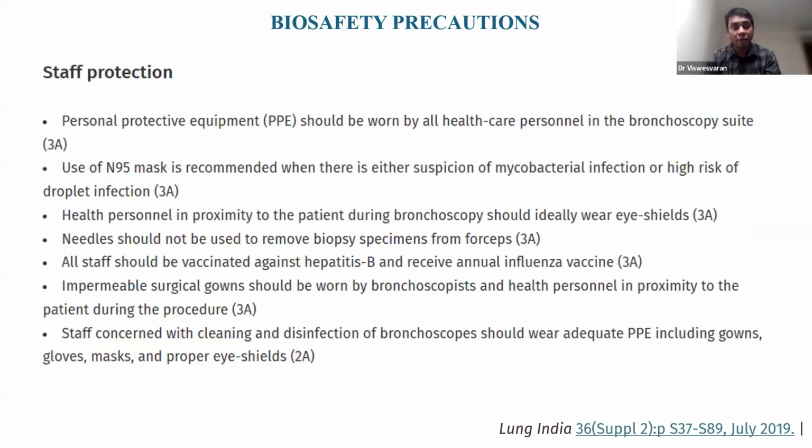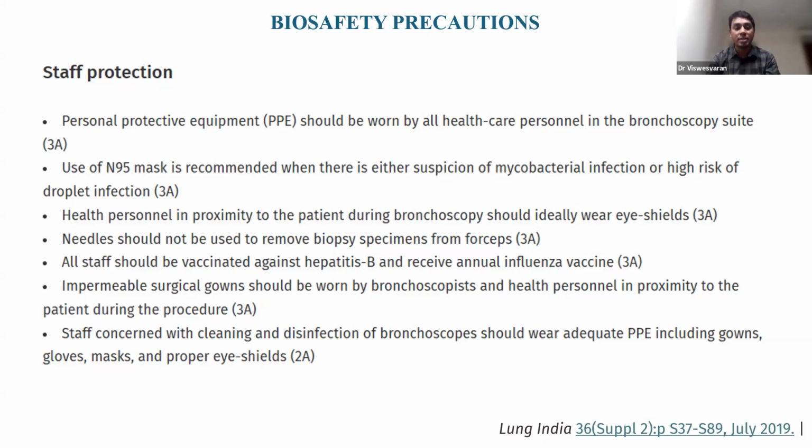And with respect to the staff, personal protective equipment should be worn by all healthcare professionals, especially when you're dealing with a case of multi-drug resistant tuberculosis, or if you're suspecting any sort of highly transmissible infection, use of an N95 mask is preferred. Healthcare personnel in proximity to the patient during bronchoscopy should also ideally wear an eye shield, and needles should not be used to remove biopsy specimens from the forceps because accidentally they can puncture you and can inoculate these harmful organisms into your body.